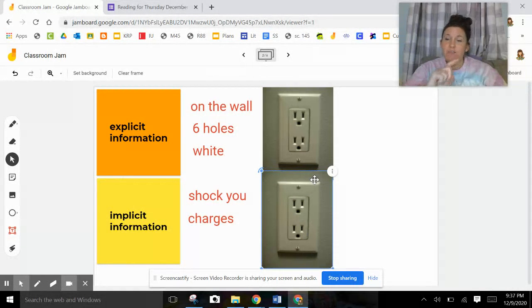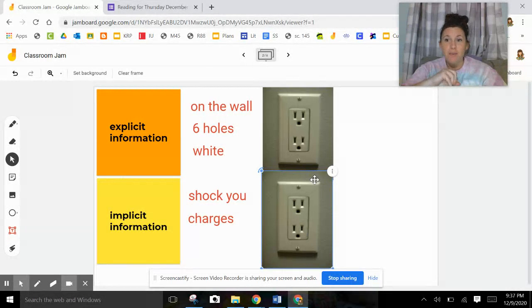The implicit information, what you know in your brain about them, is that if you try to put a finger or something in it, it's going to shock you because you know there's electricity in it. That's how it charges all of your electronics. You also know that it charges things. You can't tell that by just looking at these things.